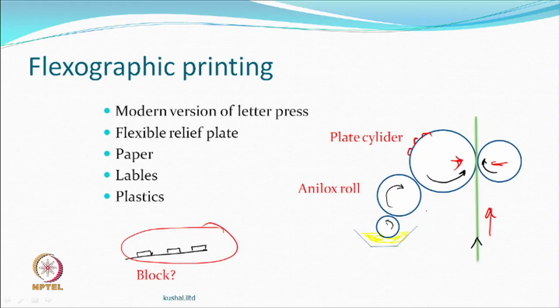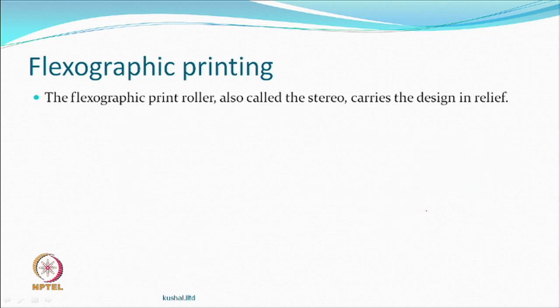Wooden blocks are too rigid to be made flexible, so you have plates. Sometimes they were also called stereo rollers, they carry the design in relief, okay, flexographic print roller. So, the main thing is there is a plate and the plate can be fixed. So, instead of everything being on a design which is permanently fixed on a roller, this technology says the plate can be made somewhere else, you can come and fix it here. So, the design has to be made and transferred only onto the plate, and the plate can be put on the roller.